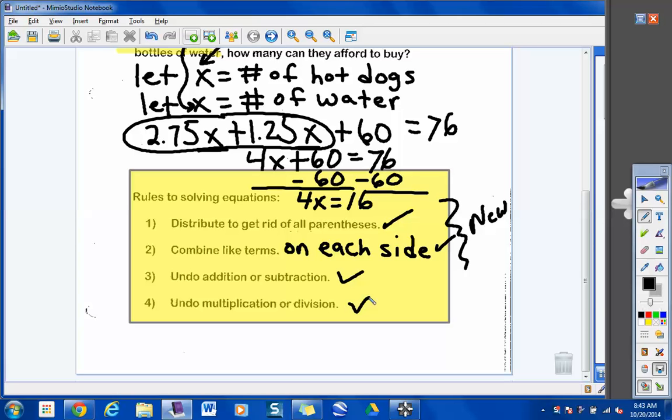So here's the dealio. When I undo the multiplication by dividing, what do I get my x value to be? 4. X is equal to 4. Hey, quick question. What's that x equal to 4 implying then in this situation? 4 hot dogs. 4 water.